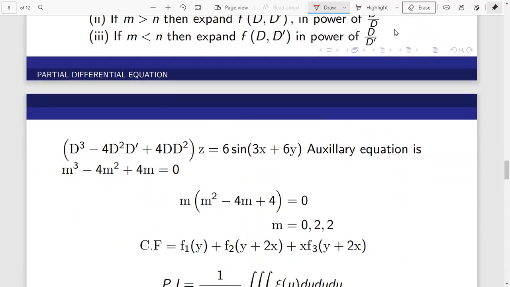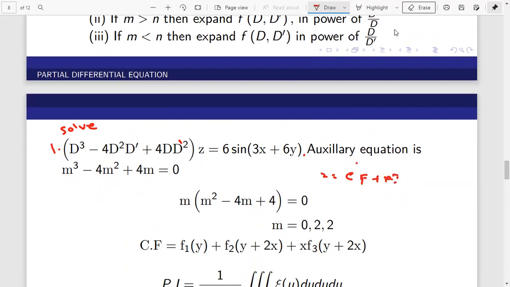This is the problem I am taking: D cube minus 4 D square D dash plus 4 D D dash square z equal to 6 sin of 3x plus 6y. This is the problem we need to solve. Solve means we need to find the complementary function. The solution of this is the complementary function plus the particular integral.